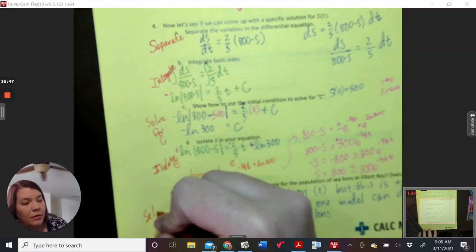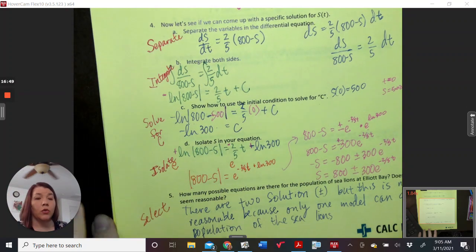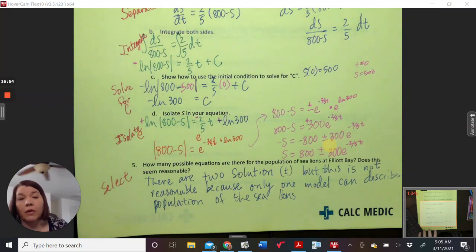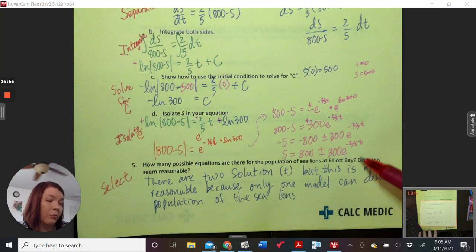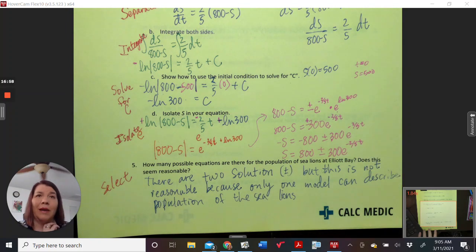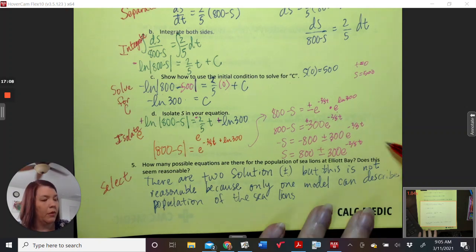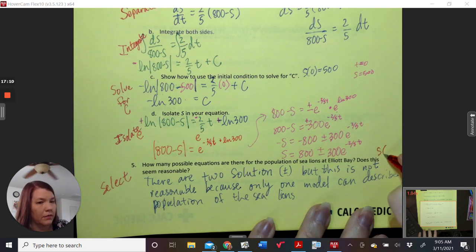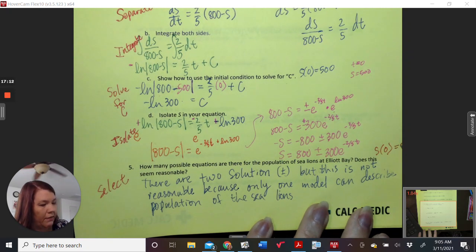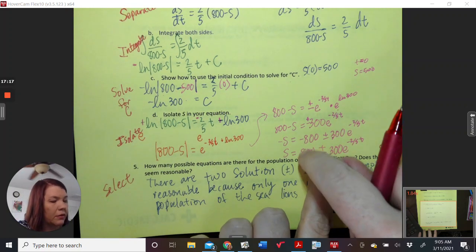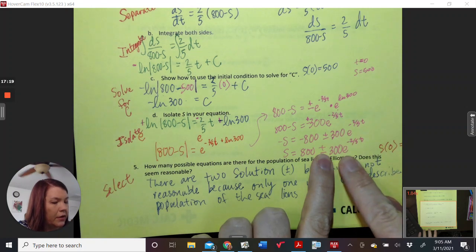So should we pick 800 plus this number or 800 minus? What do you guys think? Well, it's very simple. S of 0 is 500. So which one satisfies that? Remember that when I plug in 0, I'm supposed to get 500. So I'm going to plug in 0 to my positive. I'll get 800 plus 300 e to the 0. E to the 0 is 1. So 800 plus 300, which is not 500. Right? 800 plus 300 is 1100.